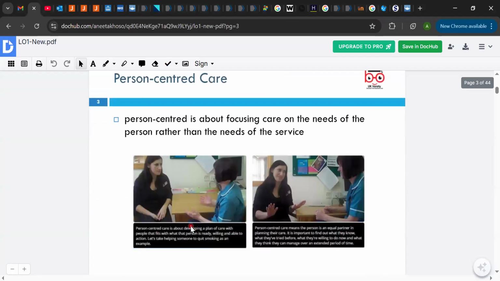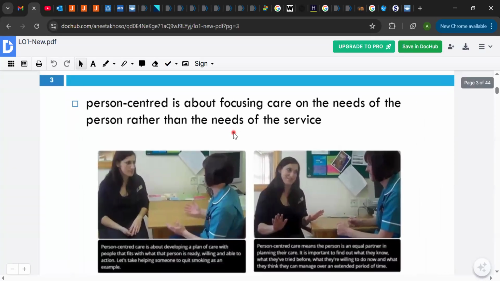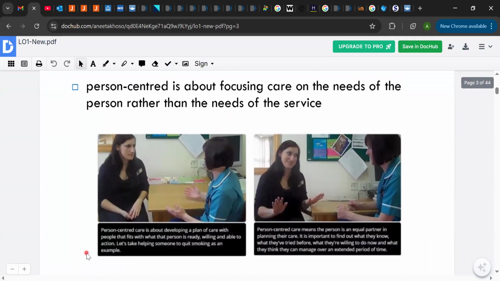So what is person-centered care? It is about focusing on the needs of the person rather than the needs of the services. It is about developing a plan of care with the people, and this plan fits with what the person is ready, willing, and able to action. So there's a person who is a morning person, and you want them to have a medication that is later at night, or you plan some services with them later in the day, but they're more comfortable in the morning, when they have their children off to school and that works around them. That's the best way. So you have to go that extra mile.